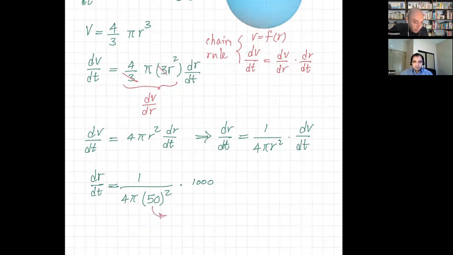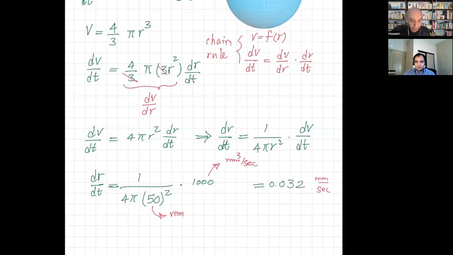The units are consistent because this 50 is in millimeters and this 1000 is in cubic millimeters per second, so I don't need to convert any units. In the denominator, 50 millimeters squared. And I expect the unit to be millimeters per second because this is the rate of change of the radius with respect to time. Yes. Okay, let me use my calculator. If you want, I can help you with that. Okay, yes, 1000 divided by 4 times pi times 50 squared. Okay, it's 0.032.